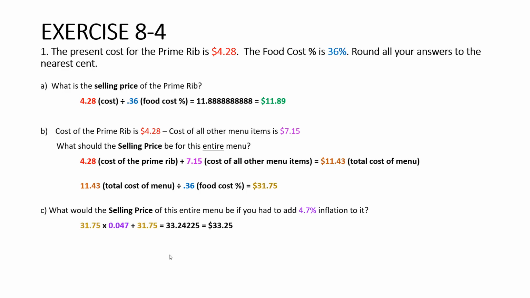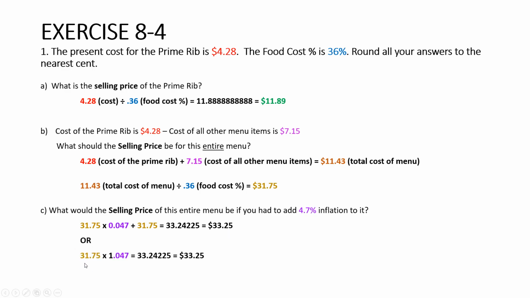Two different ways we can do this. We can take the $31.75 and multiply it by the 4.7%, or its decimal equivalent, decimal 0.047. Again, what that totals up to is inconsequential. The only thing you need to know is the value of that multiplication will be 4.7% of $31.75. We'll take that value and add it back to the $31.75, and when we round it off to the nearest penny, we get a new menu price of $33.25.